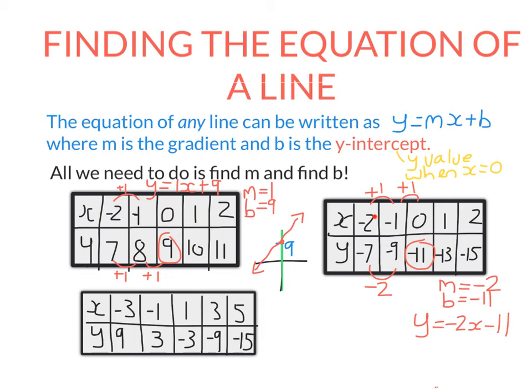So minus 2 times minus 2 is 4, minus 11 is minus 7. This point here works too. If you go minus 2 times 2, then subtract 11, you get this value here.